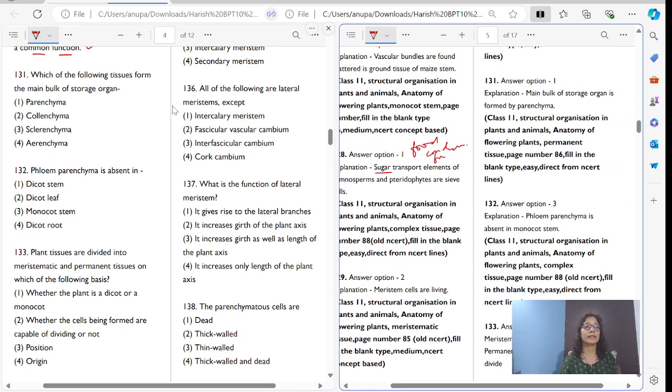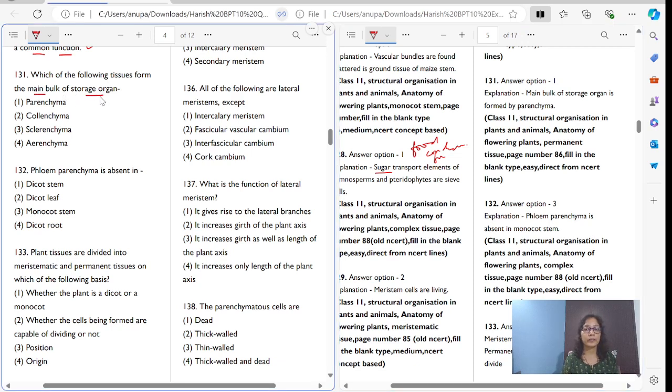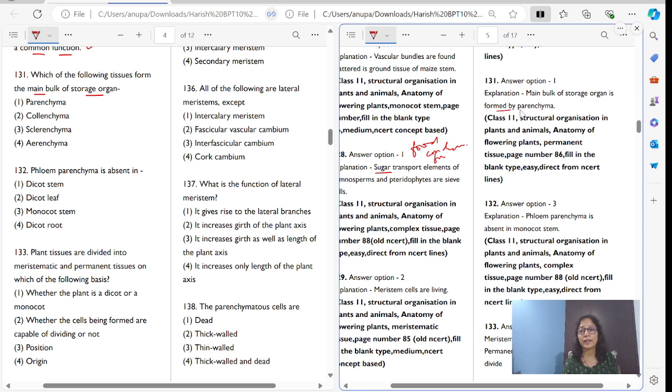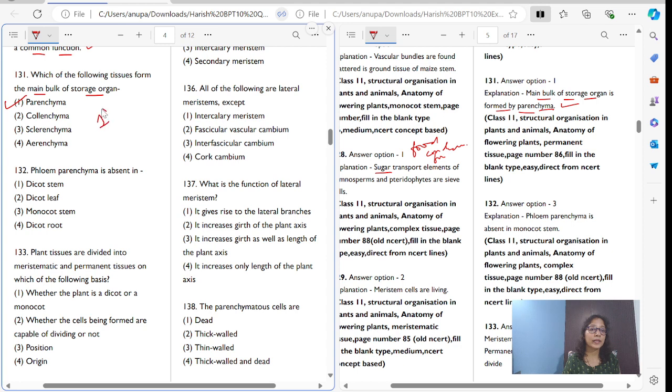The question number 131 states that which of the following tissues forms the main bulk of storage organ? We have to find out the tissue which forms the main bulk of storage organ. So storage organs of plants are roots and stems, and roots and stems are formed mainly by parenchyma. So the main bulk of storage organ is formed by parenchyma. So the first option, option number 1, parenchyma, is the correct answer for this question. The main bulk of storage organ is formed by parenchyma.